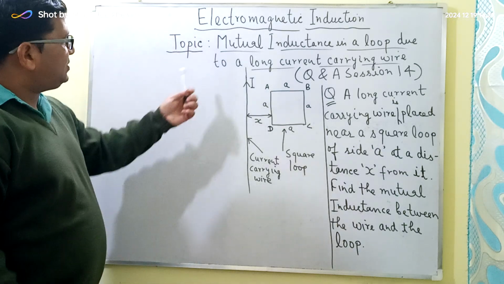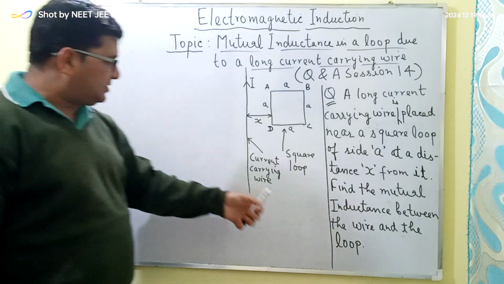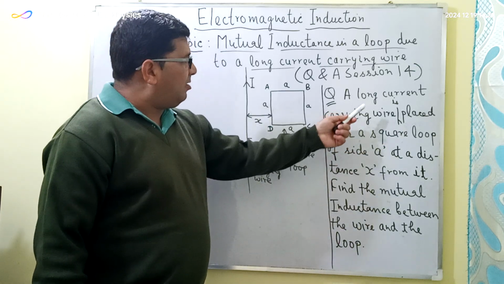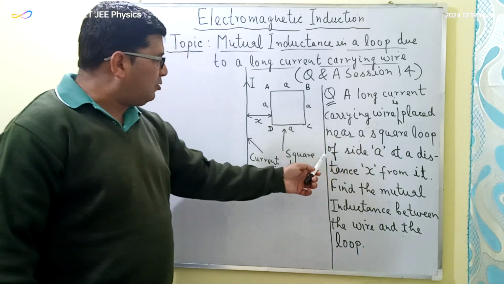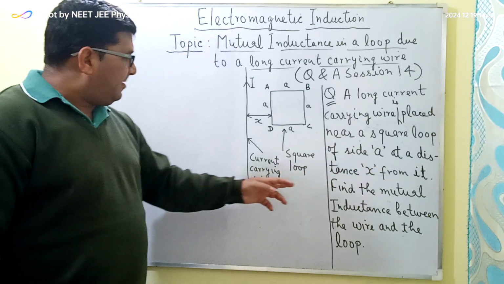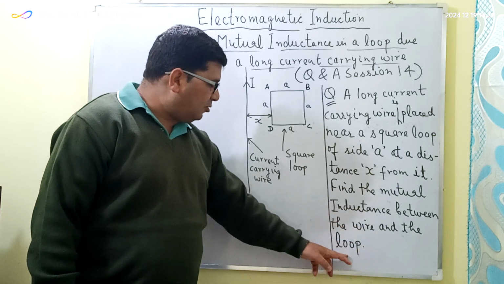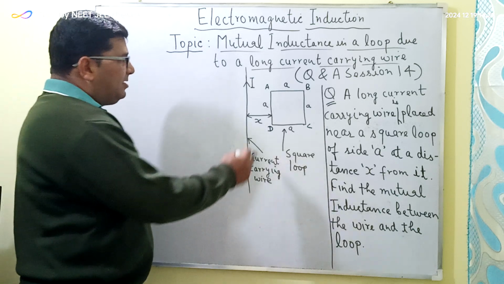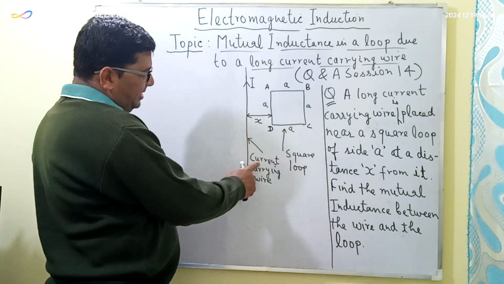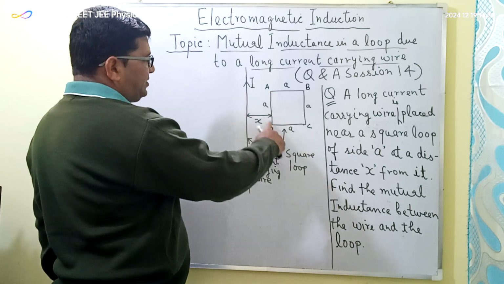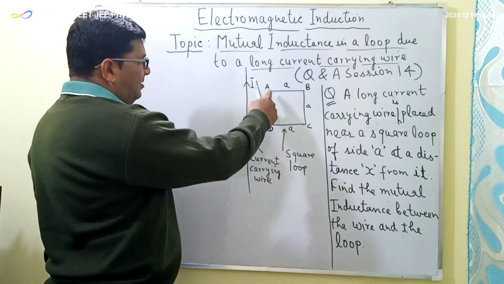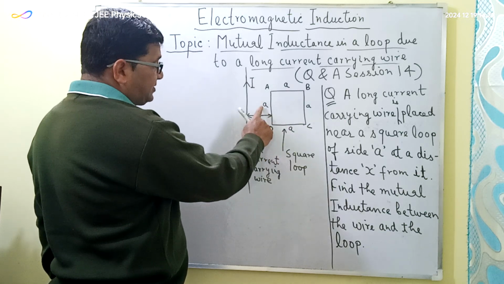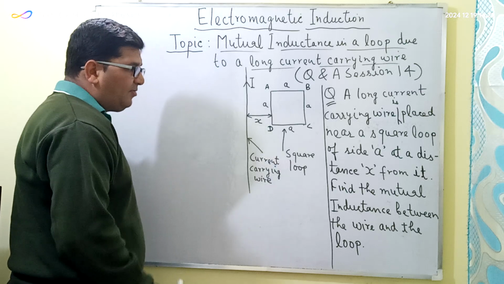Based on this topic, I have selected one question for this session, and the question is: a long current carrying wire is placed near a square loop of side A at a distance x from it. Find the mutual inductance between the wire and the loop. So this is the figure which was provided along with this question, and in this figure, this is a long current carrying wire in which the current I is flowing, and this is a square loop of side A, and the side AD of this square loop is placed at a distance x from this current carrying wire.